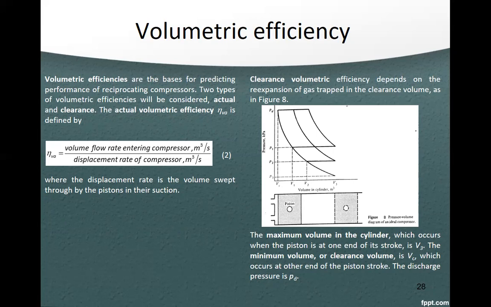So, clearance volumetric efficiency also depends on the expansion of gas trapped in the clearance volume. Ito yung clearance mo. As in figure 8, the maximum volume in the cylinder, which occurs when the piston is at one end of its stroke, is V3. The minimum volume or the clearance volume is VC, which occurs at the other end of the piston stroke. The discharge pressure is P2. Yan. Kasi i-compress mo, so ibig sabihin limited in volume sa clearance niya. So that means dito yung maximum pressure. Discharge pressure.